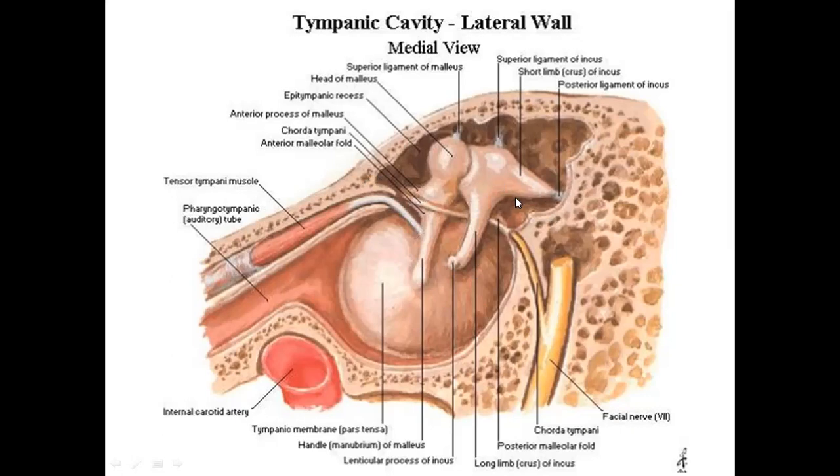And this is the short process of the incus which is attached by a ligament to the posterior wall of the tympanic cavity, and these are the ligaments which attach the head and the body of the incus to the superior wall, meaning the roof of the tympanic cavity. Up to the tympanic membrane, it is called the tympanic cavity. The area which is above the tympanic membrane is called the epitympanic recess, where the head of the malleus and the body of the incus are present.